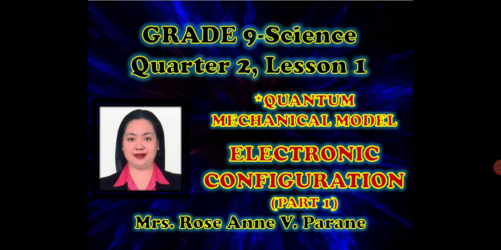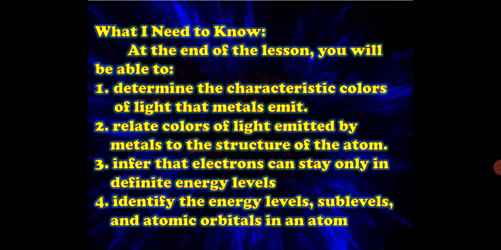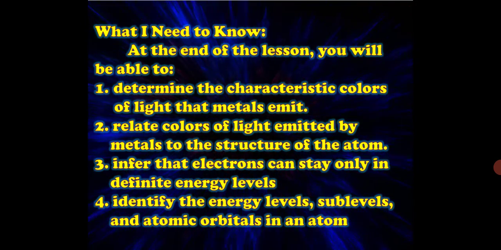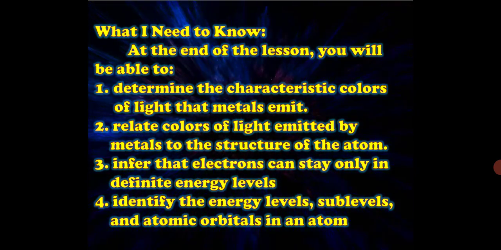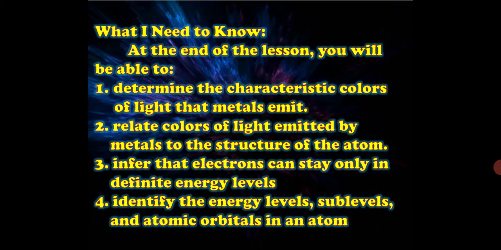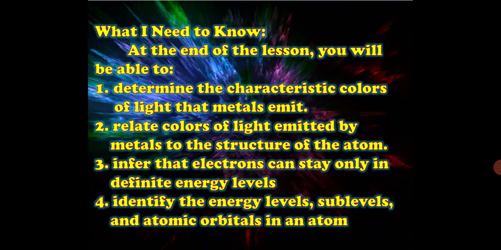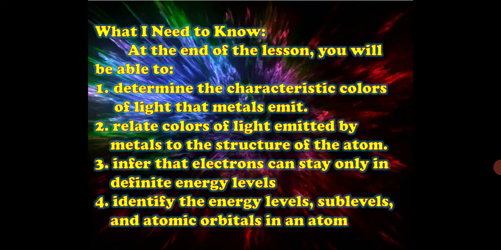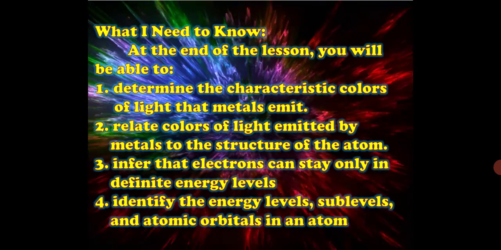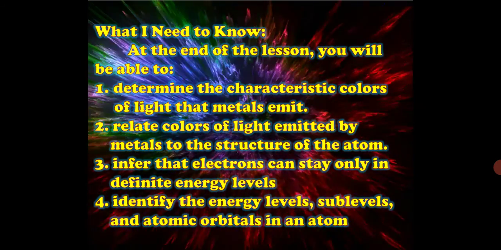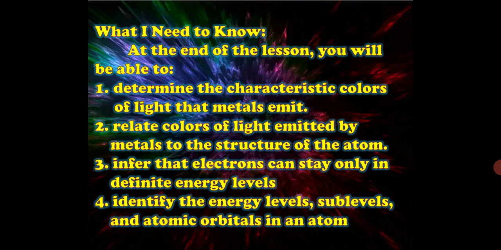But before we go further, let us have our objective. At the end of the lesson, you will be able to: number 1, determine the characteristic color of the light that metals emit. Number 2, relate colors of the light emitted by metals to the structure of the atom. Number 3, infer that electrons can stay only in definite energy levels. And number 4, identify the energy levels, sublevels, and atomic orbitals in an atom.